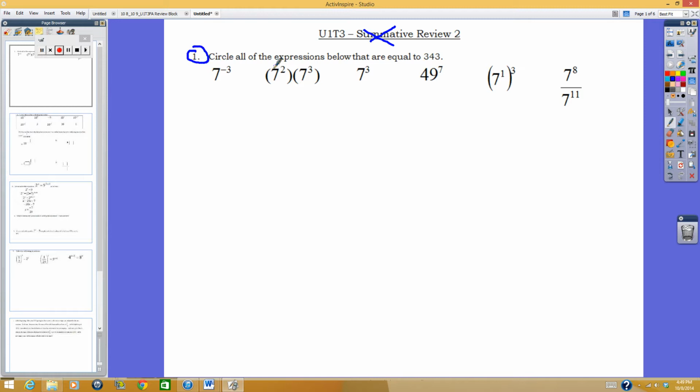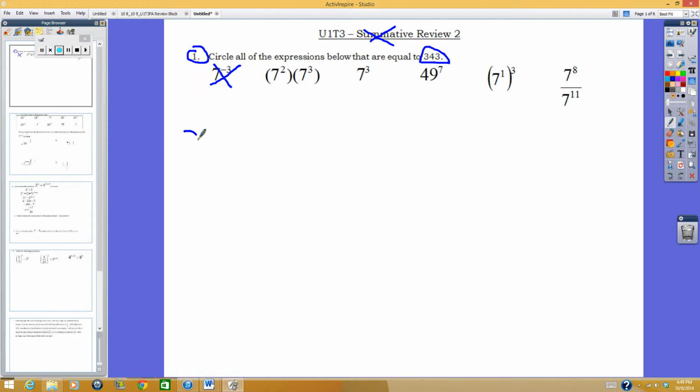Circle all of the expressions below that are equal to 343. Done. Just kidding. You can't just guess, guys. You have to be able to do it. So clearly it looks like you want to use a base of 7 because we've got a bunch of 7s here, right? Actually, I know that one is wrong because it's a negative exponent, and any negative exponent will look like something with a 1 over it.